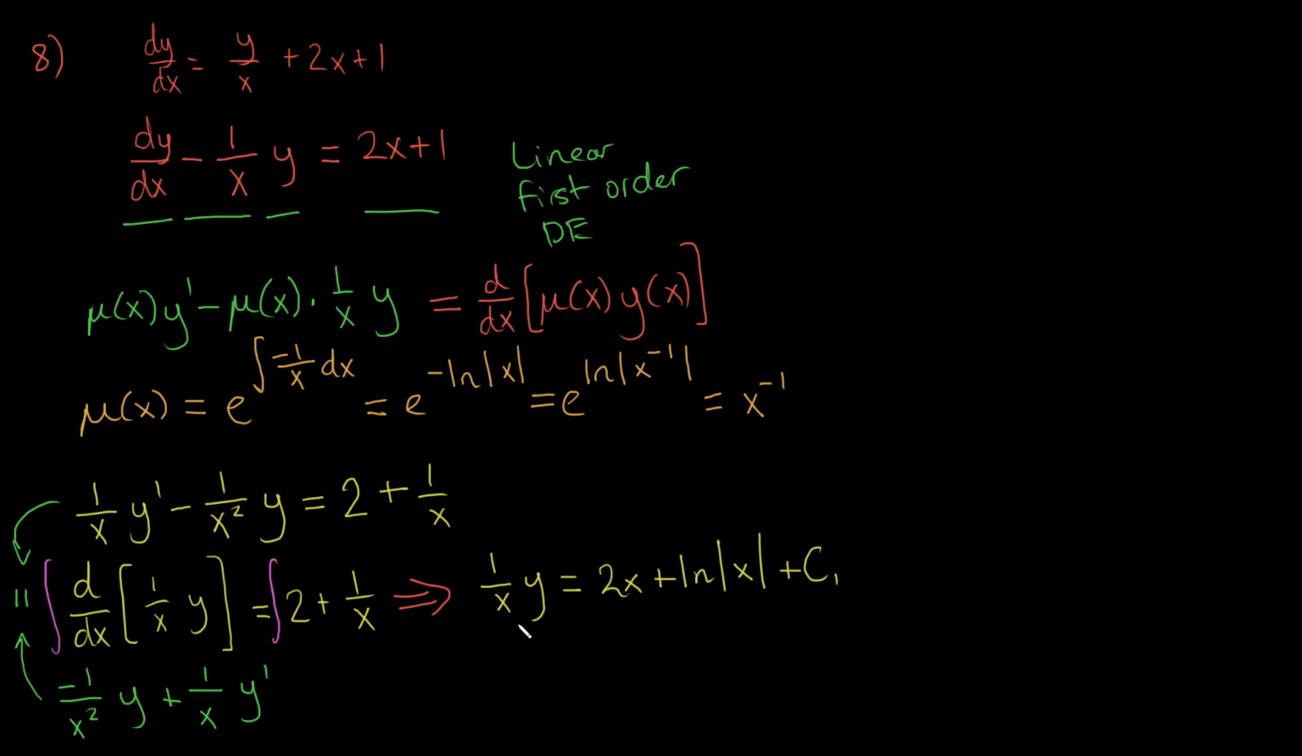What we're going to get is, finally, let's do it in a really nice color, blue, how about, y equals, multiply through by x, we get 2x squared plus x times the natural log of the absolute value of x plus x times c1. And this is our solution to the differential equation that we had. Now, if you wanted to go back and differentiate this to verify, it's a good exercise. If I haven't made any careless mistakes, it should be correct, which is good.